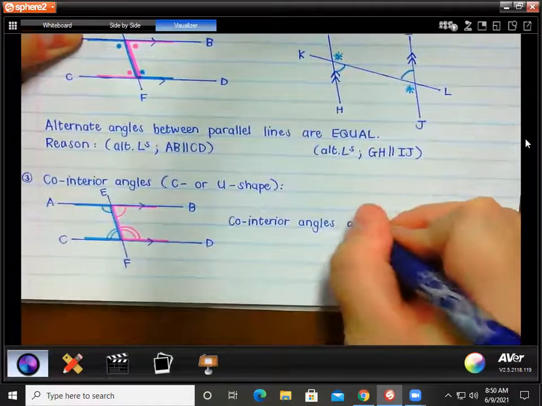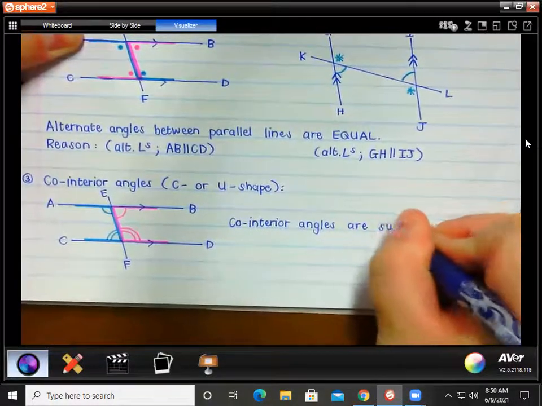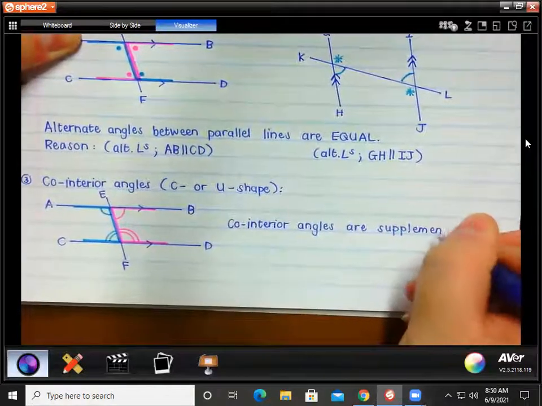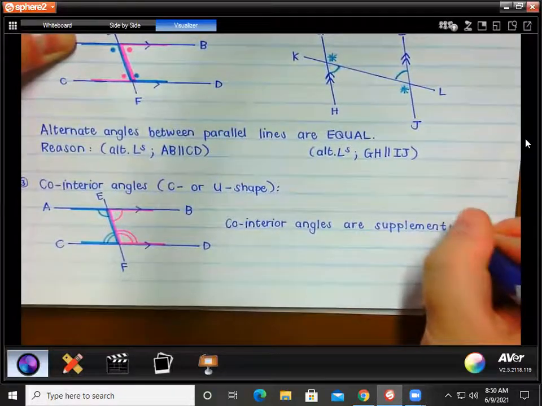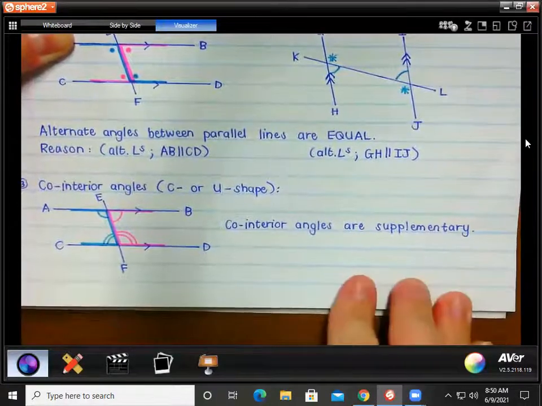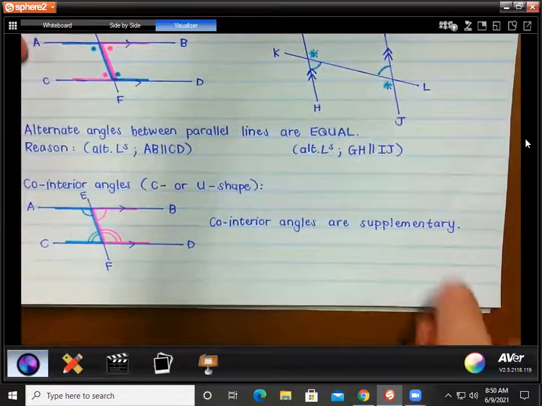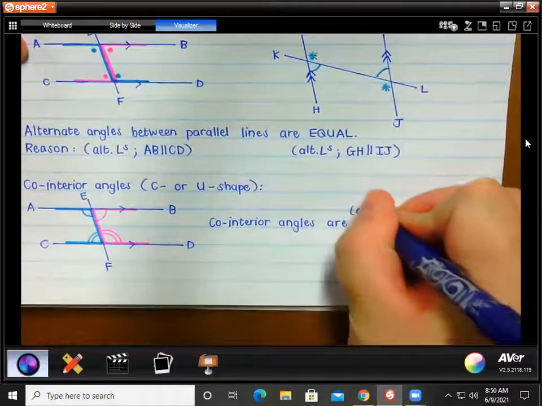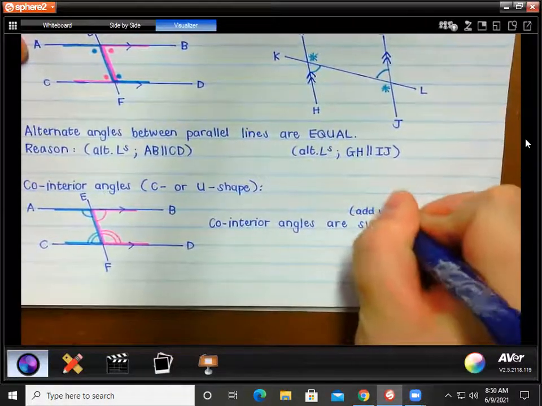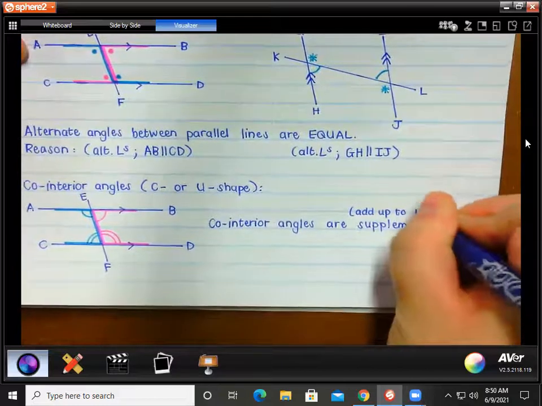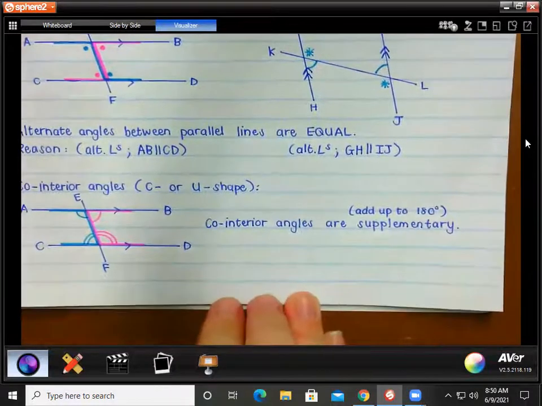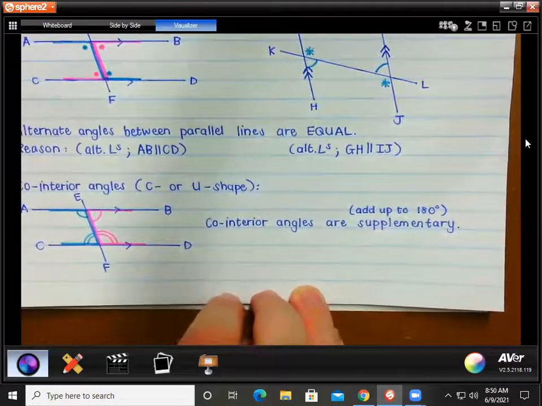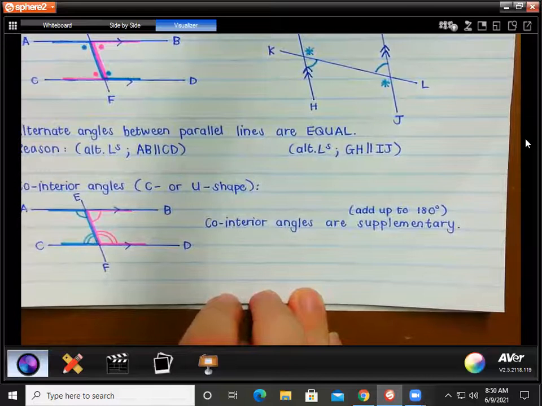Co-interior angles are, and now I'm going to teach you a new word. I'm not sure if some of you might know this. Supplementary. Have you heard that term before? Co-interior angles are supplementary. And guys, that word means that they add up to 180. So we can just put that above the word: add up to 180 degrees. There is the expectation that you know what the word supplementary means. Just remember that it means that they add up to 180.